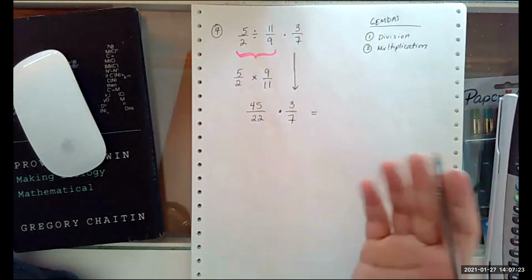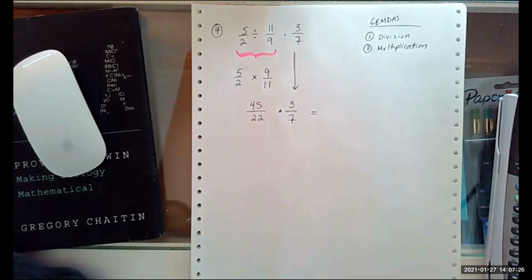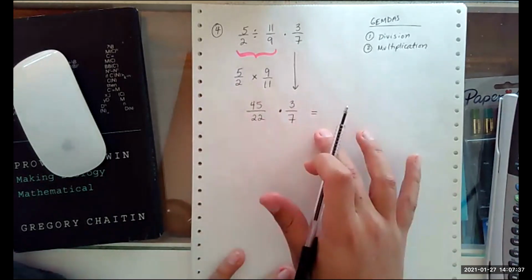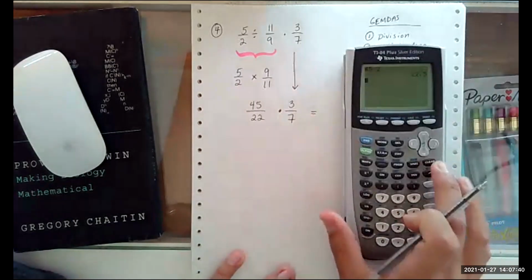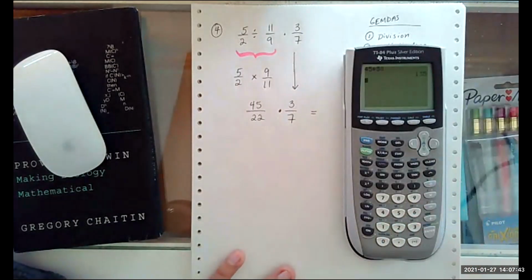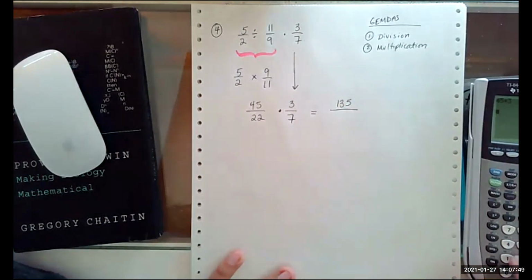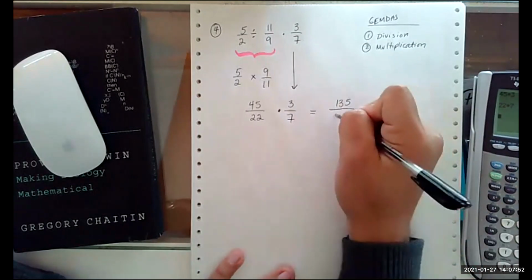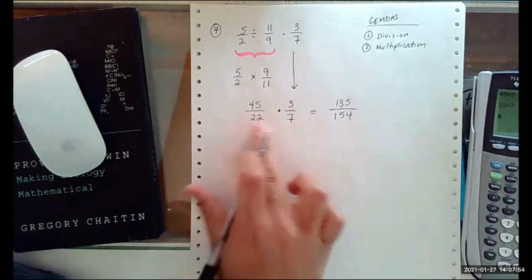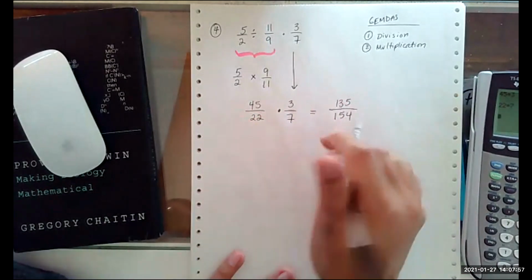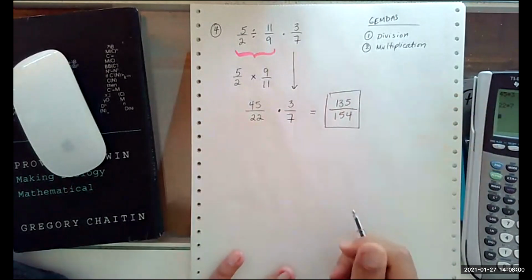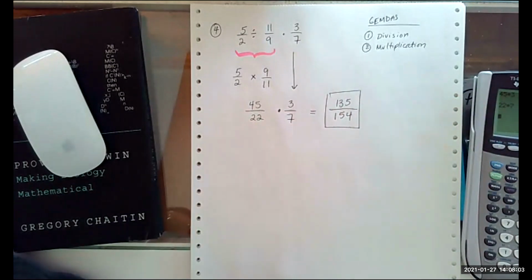You might ask yourself, can I reduce these before I multiply them? You totally can. It just so happens that in this case, nothing here reduces. So we're just going to leave it as it is and multiply straight across. So you might throw your calculator to the side and say 45 times 3 is 135. And then 22 times 7 is 154. And because we couldn't reduce or simplify anything here, we won't be able to simplify anything here. So even though the fraction has big numbers in it, it doesn't seem like it can be simplified.